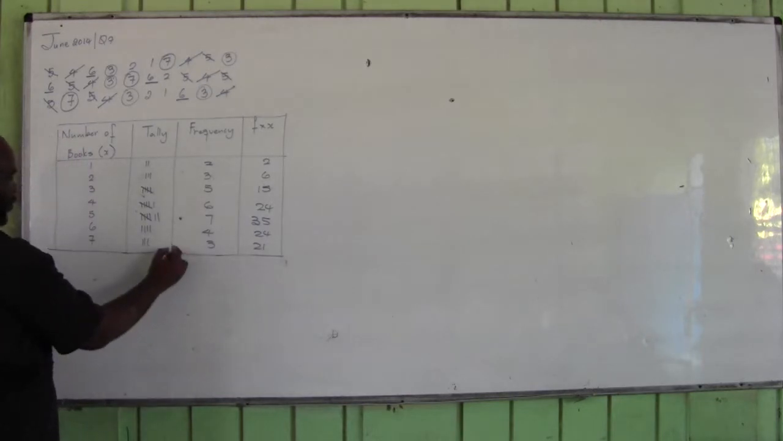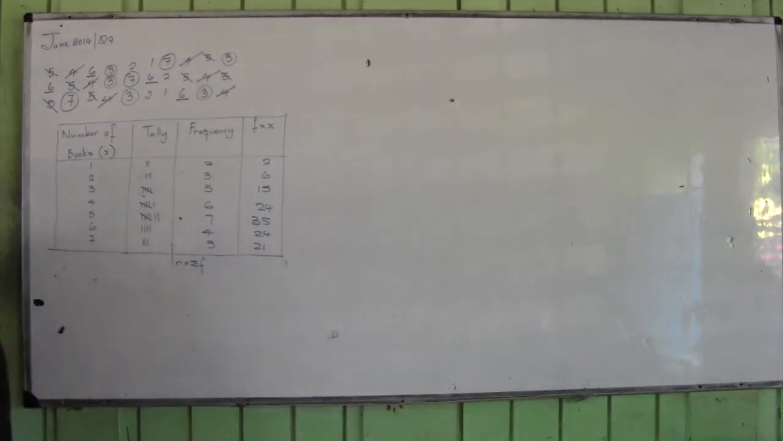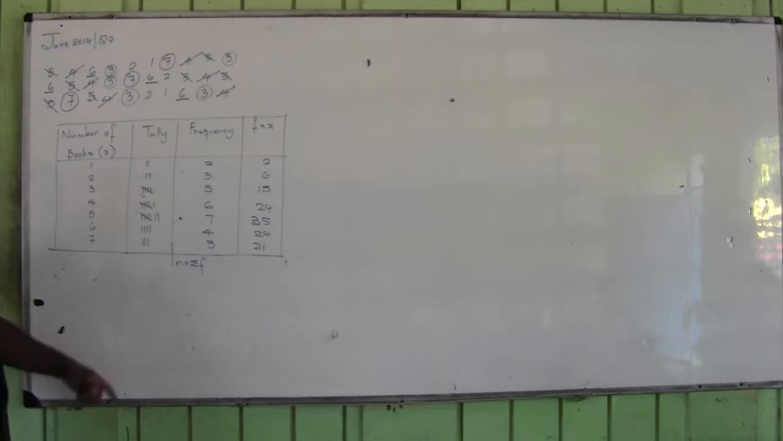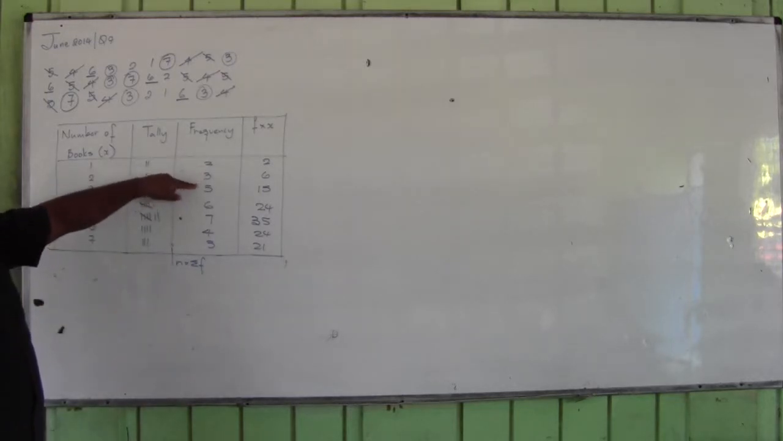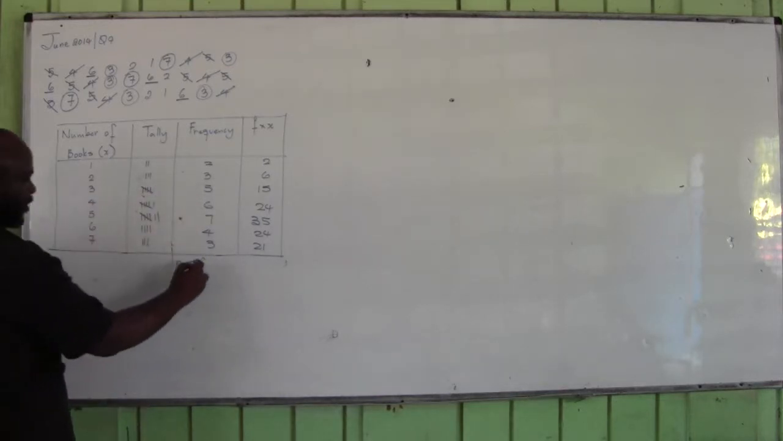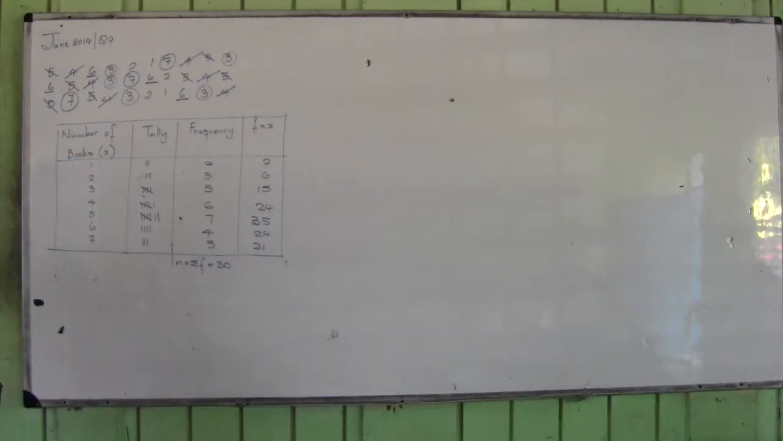21. Let's do a quick check. N is equal to the sum of the frequency. The number of values that we have is 30. If I add up the frequency, I should get 30. So this is 5, 10, 20, 30. So it is correct. This is 30. If we manage to do this, we would get a total of 4 marks.